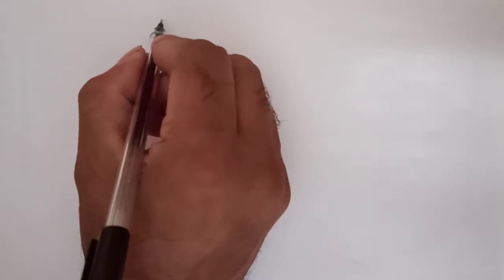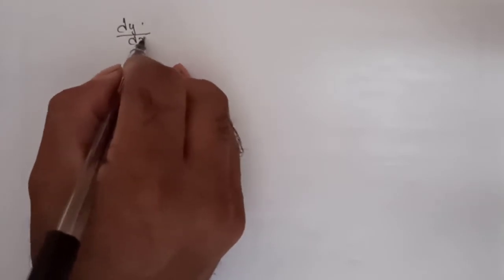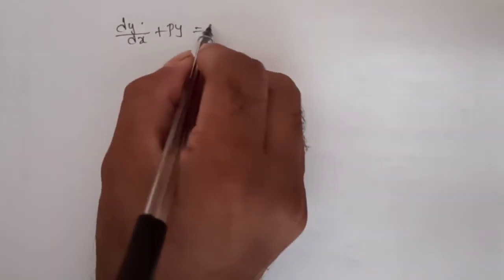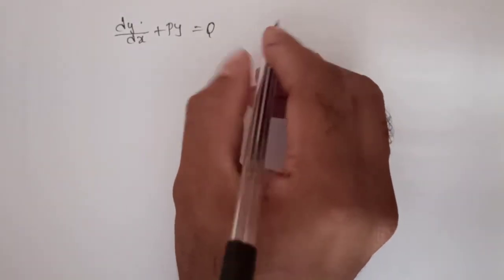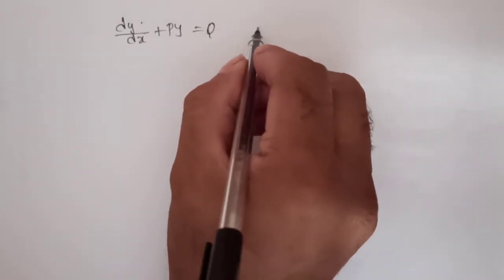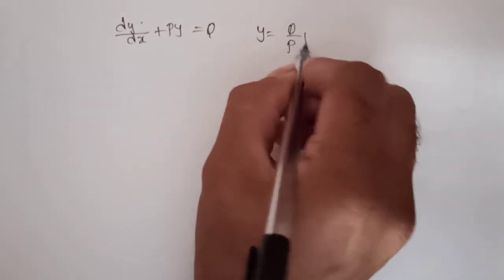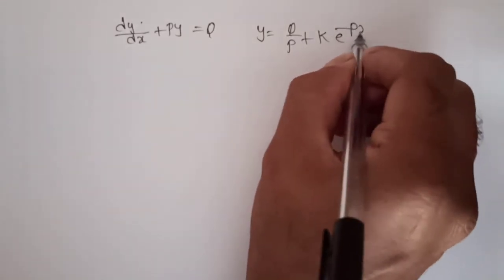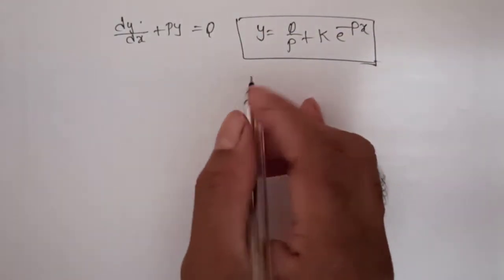Now we know that it is in the form of dy by dx plus py equal to q form. We know that if any equation is in the form of this equation, y equal to q by p plus k into e power minus px. This is the solution. In last class we discussed this concept.